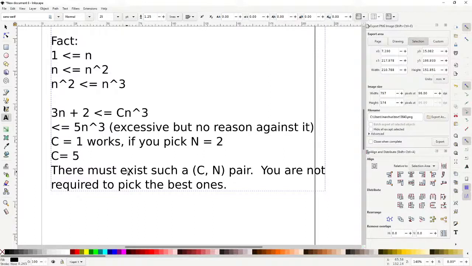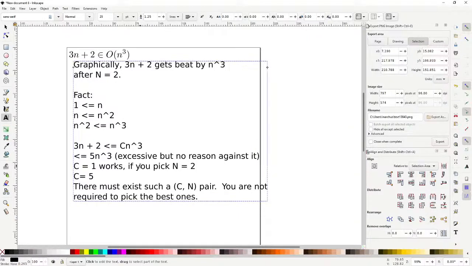And if you were required to pick the best ones, I think c equals 1, n equals 2 is probably the quote-unquote best one. But, as I say, that's just my opinion. That has nothing to do with anything, right? So basically, this is all you have to do for this one. This is why this is a kind of easy problem, because you're just showing that higher powers beat lower powers. Really, that's the moral of the story here: higher powers beat lower powers.